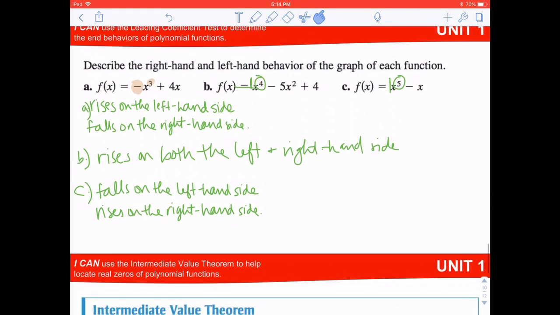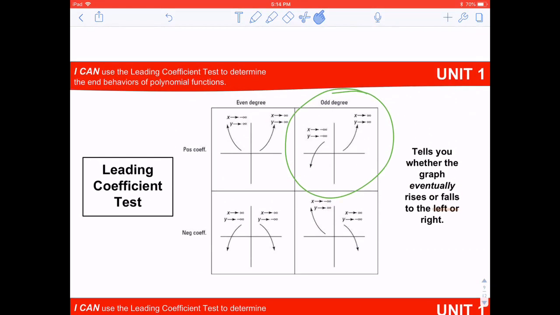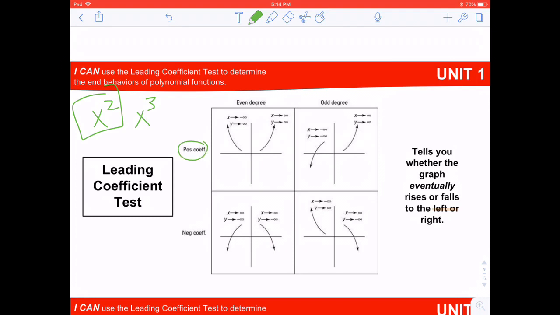So one trick that I like to use with the leading coefficient test is to just think of the two functions x squared and x cubed. So we know that x squared has a positive coefficient and an even degree, and so notice how we know that it looks like a parabola and both sides are rising. x cubed is that cubic function that looks like that. It has a positive coefficient also, but an odd degree, and then notice how we have the end behavior that looks like that.